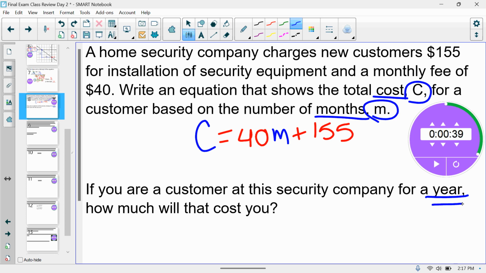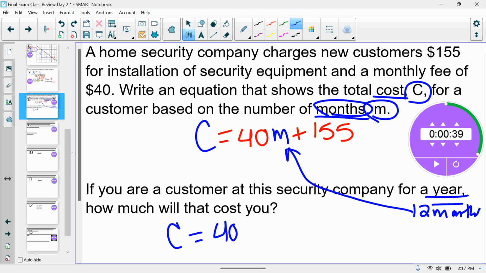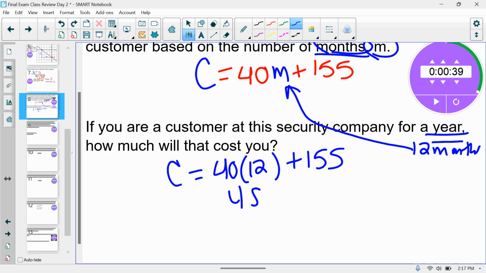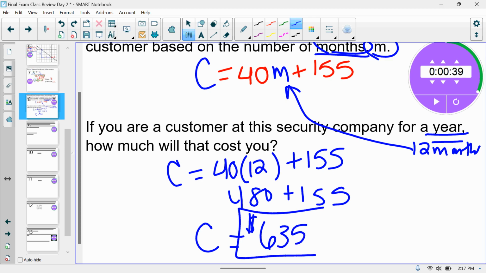Right, because remember how it's $40 every month and a year is 12 months, right? So what we have to do is plug in 12 where m is. So we'd be doing 40 times 12 because you have to pay it 40 every month. That's $480 plus don't forget the setup fee, $155. It would cost a total of $635 for the whole year. Okay, any questions on that one at all?